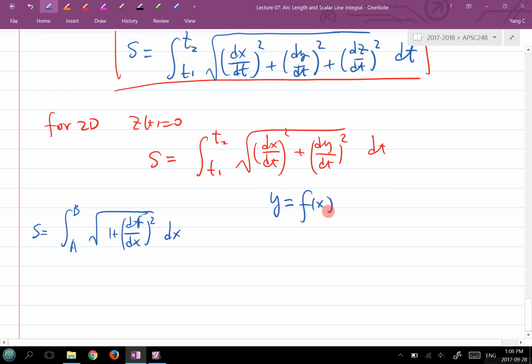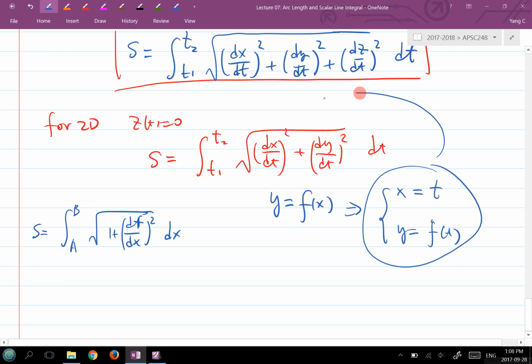How do you parameterize a 2D curve? How would you parameterize it from our previous lecture? One way to parameterize this is x equal to t and y equal to f of t, or maybe just replace this with y of t. That's okay. So now if I parameterize the curve like this and substitute into this 2D formula, if x equal to t, what would s equal to?